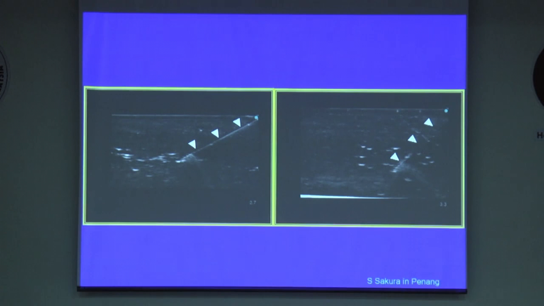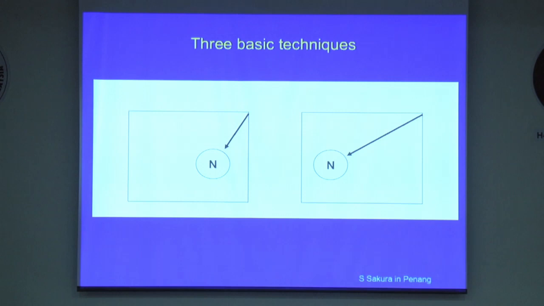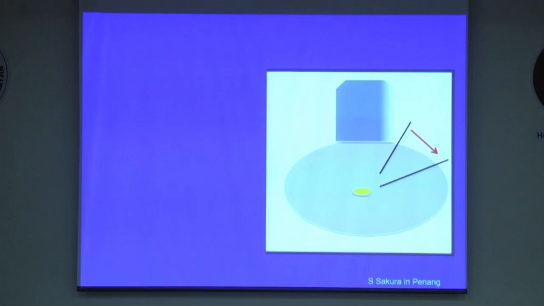As a result, a number of investigators have attempted to improve visibility of a needle inserted at a steep angle. And there are three basic techniques you should use on a regular basis. First, you need to move the transducer toward you so that the target nerve is always located on the farther side of the screen. This will give you the shallowest approach angle possible. Or reinsert the needle as far away from the transducer as your needle length will allow.